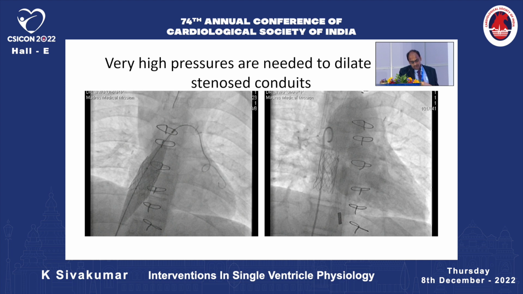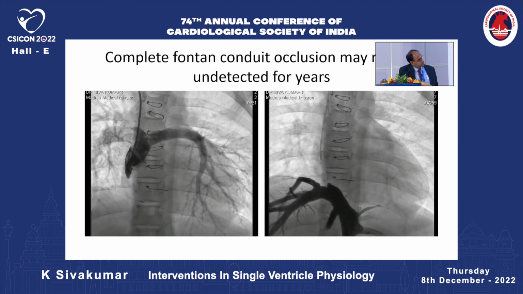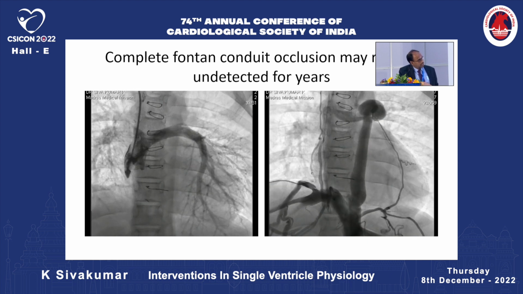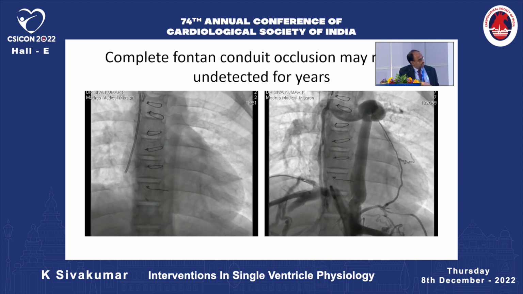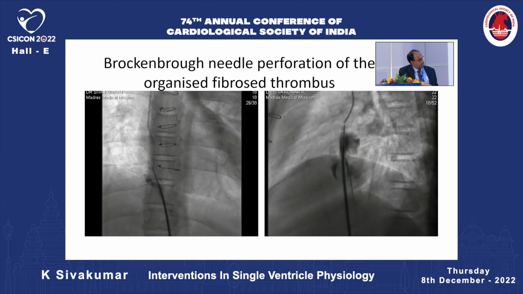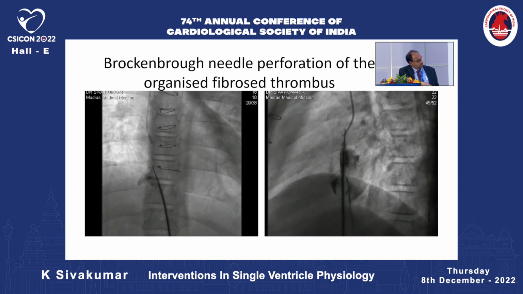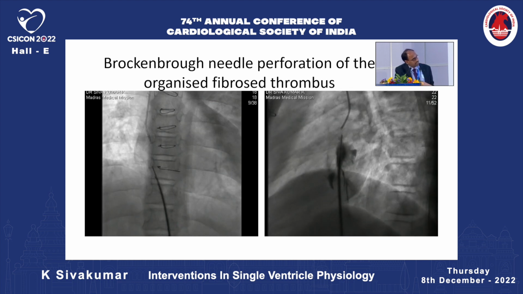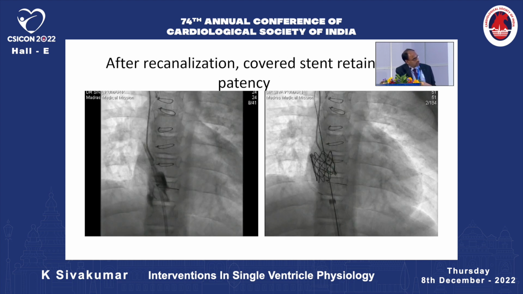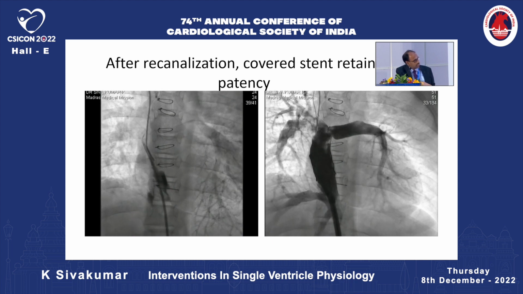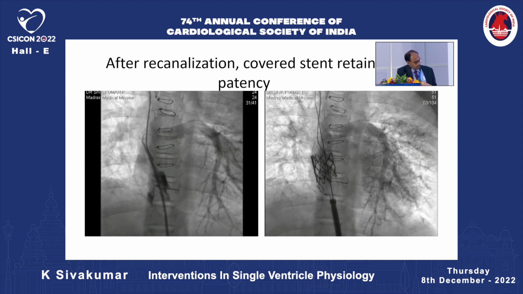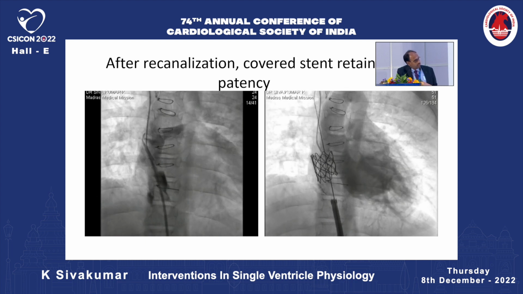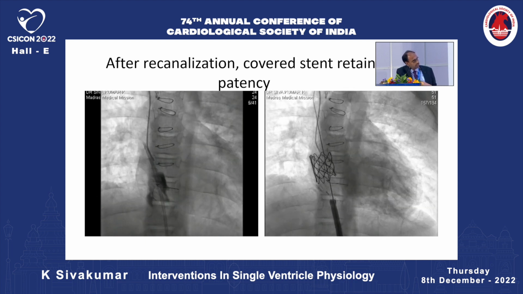Some of these patients can have complete Fontan occlusion. This is a totally thrombosed, occluded Fontan circuit due to chronically occluded thrombus. In such cases, you can use a Brockenbrough needle, penetrate through and through the thrombotic mass, go up, and snare the catheter. Once you have snared it, you can do a balloon dilatation of the entire thrombosed conduit and put a stent and recanalize it, so that the whole Fontan circulation is brought back to life.